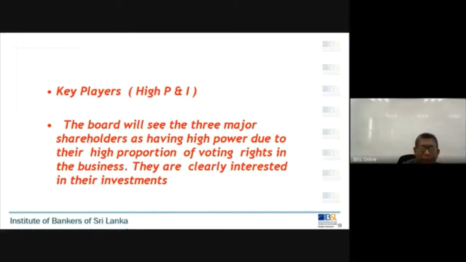Then key players were high P and high I. That means high power as well. Now, high P players are the three main shareholders because of higher rights. Now you identify the key players, right? Because they are the people who said to reduce 200 people.